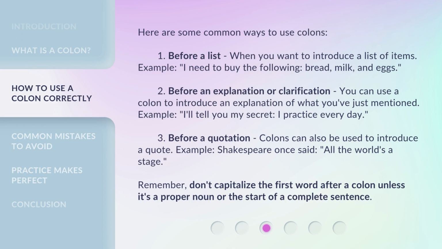Here are some common ways to use colons. 1. Before a list, when you want to introduce a list of items. Example, I need to buy the following: bread, milk, and eggs. 2. Before an explanation or clarification, you can use a colon to introduce an explanation of what you've just mentioned.